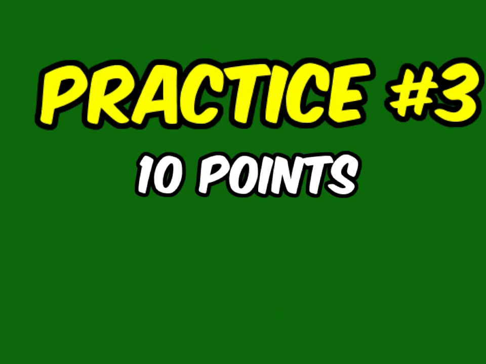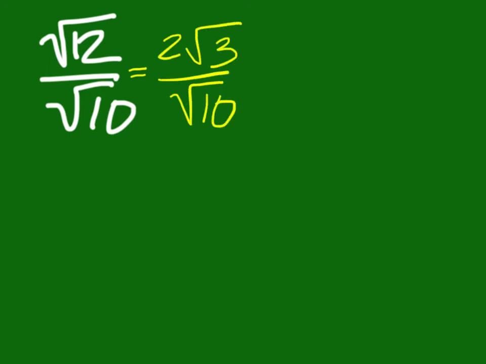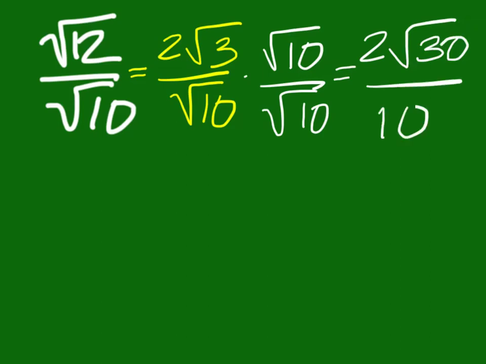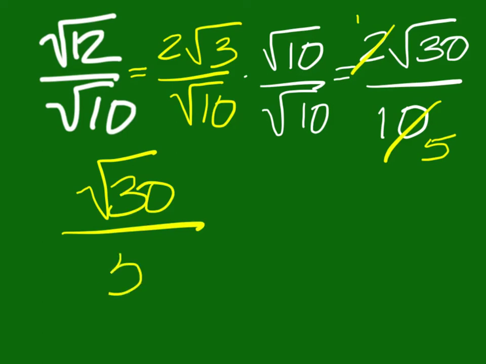Try this one, bring it up. On this problem, you can simplify the top first to get 2 square root of 3, and then multiply the top and the bottom by the square root of 10, and come up with 2 square root of 30 over 10. Simplify the 2 and the 10, 2 into itself once, into 10 5 times, so the answer is square root of 30 over 5.